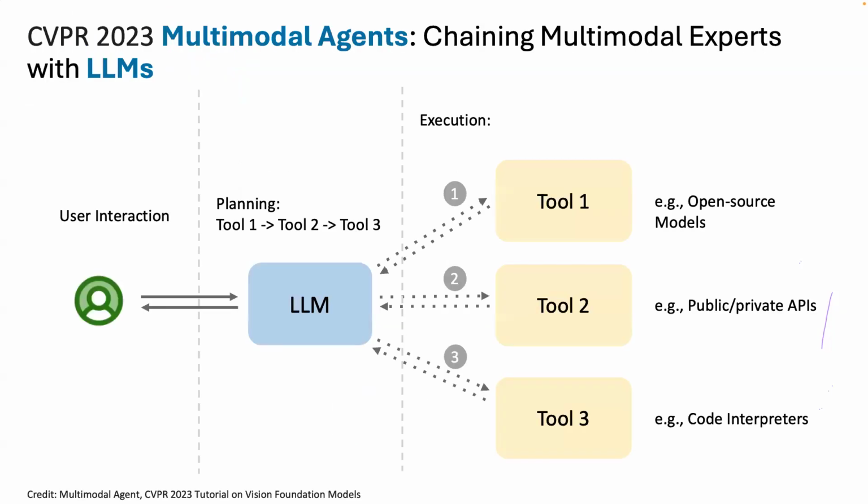If you were lucky enough to have joined our CVPR 2023 tutorial, we also covered multimodal agents. For that part, we primarily introduced multimodal agents that chain multimodal experts with large language models, where the user interacts directly with the large language model. It serves as the brain of the agent. It has access to abundant tools, which can be open source models, private or public APIs, or code interpreters. The large language model does the planning to decide which tools to use and in what order.